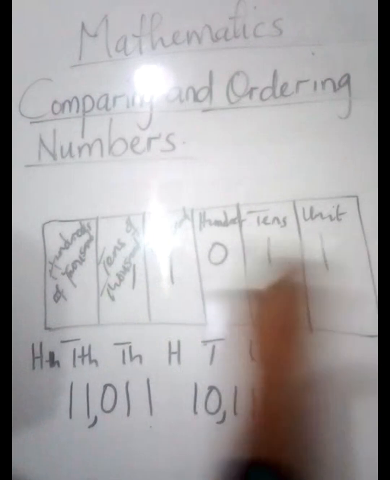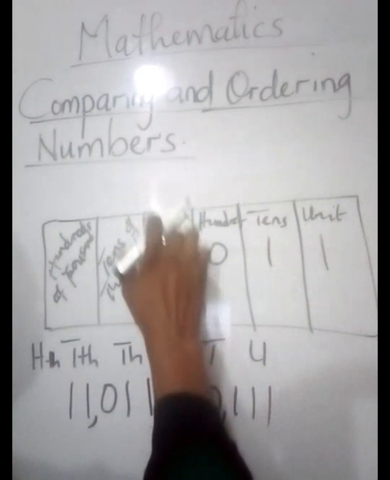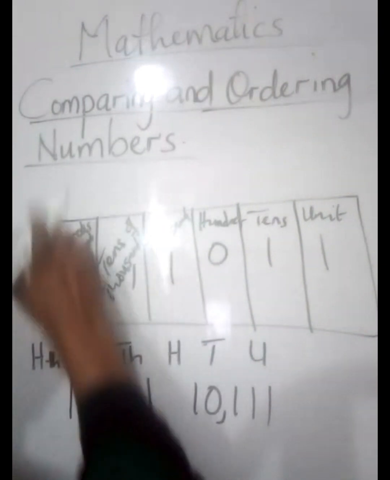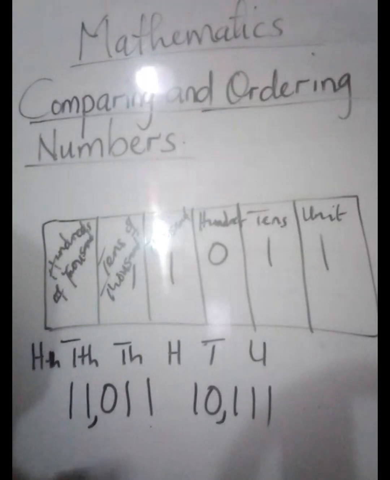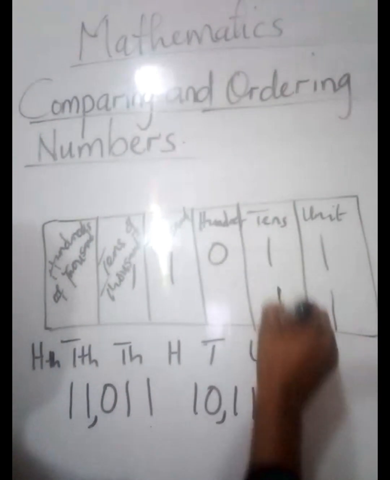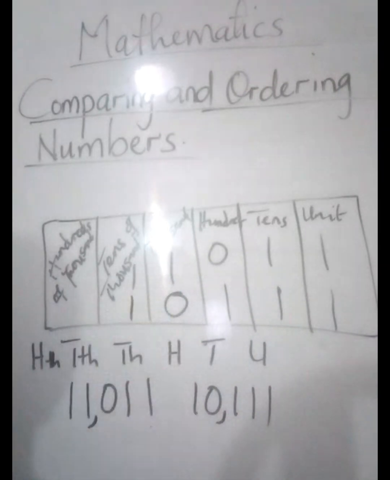Don't mind me that this is rough, okay? But I know you know these: units, tens, hundreds, thousands, tens of thousands or 10,000s, and 100,000s or hundreds of thousands. Now for the second number, let's start again from the unit. You have 1 here, you have 1 in tens, you have 1 in 100, you have 0 in 1,000, and you have 1 in tens of thousands or in 10,000s.